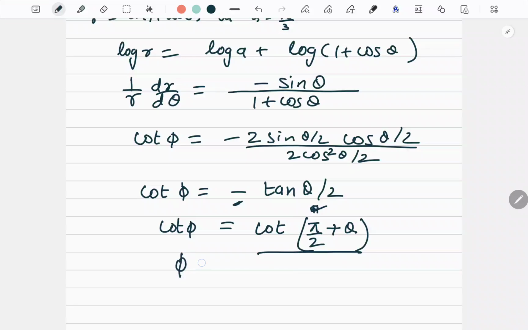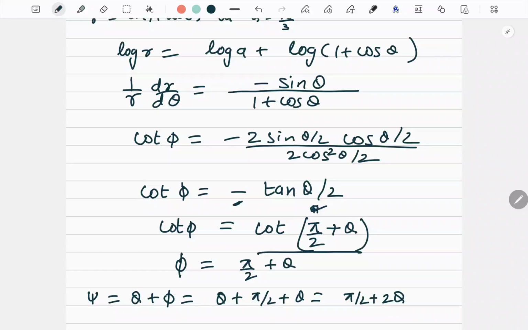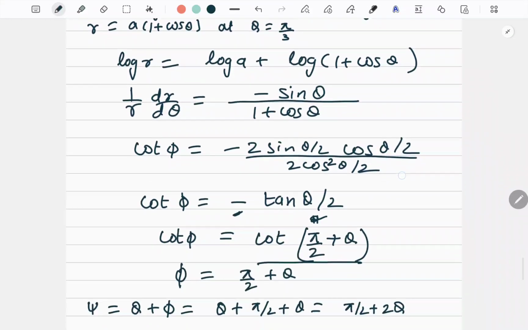So now what is the value of phi? Phi is equal to pi by 2 plus theta. Okay, and now what is psi? Psi is theta plus phi. So theta plus pi by 2 plus theta, that is equal to pi by 2 plus 2 theta, right? At which point, what is the value of theta? Pi by 3.